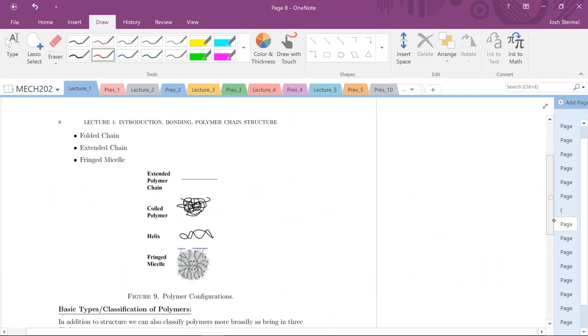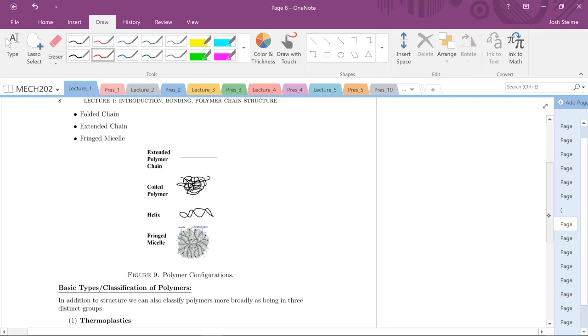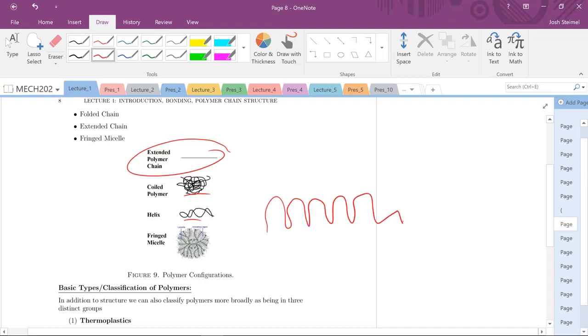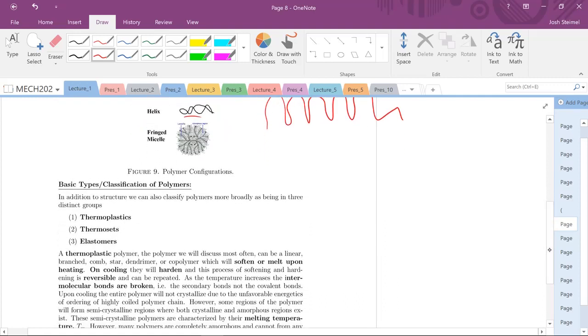So conformations, again, different types. You can have an extended, a coil, helical, fringed micelle. We're going to be talking about these folded lamella conformations in crystalline regions. Lamella, fringed micelle, all different types of conformations can come up. And then again, that affects your material properties.